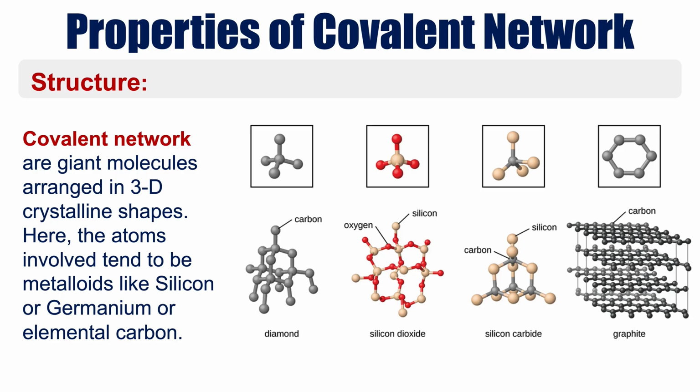All right, next thing is for a covalent network compound. Covalent network compounds are giant molecules arranged in a 3D crystal kind of structure. There's a certain repeating pattern to them. So covalent network compounds are either going to be elemental or pure carbon, like C diamond or C graphite, or something containing a metalloid, but you have these kind of molecules that have this repeating pattern to them.